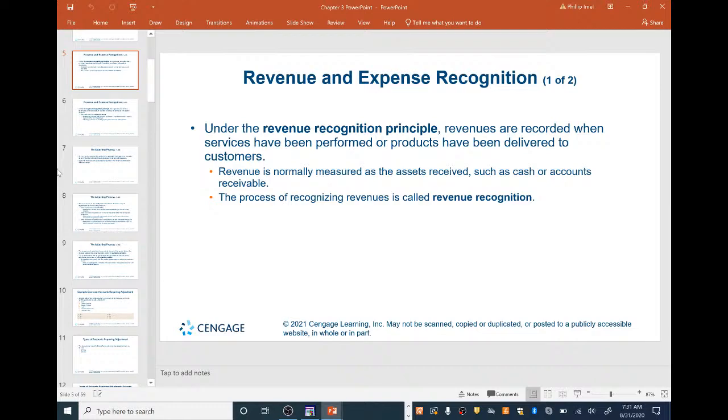When the services have been performed or products have been delivered to customers, we're counting that as revenue, even though they haven't paid, because we've fulfilled our rights and our duties. It says here, revenue is normally measured as assets received, such as cash or accounts receivable. Because remember, back to the electrician, if he performs a service, the person who called him is either going to pay him in cash, or say, hey, I'll pay you at a later point in time, in which case the electrician would record an account receivable. Either way, they're recognizing revenue. So the process of recognizing revenues is called revenue recognition.